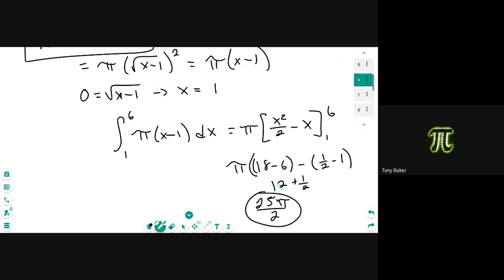Twelve is 24 over 2 plus 1/2. Times the pi. Did the same thing for a second.